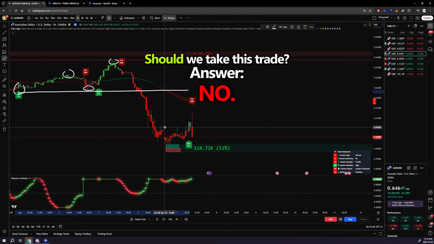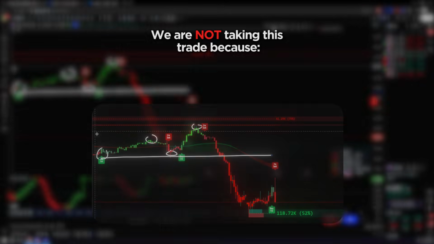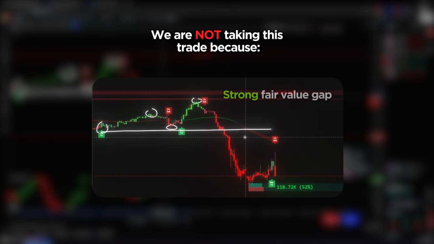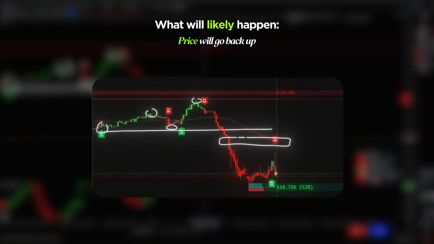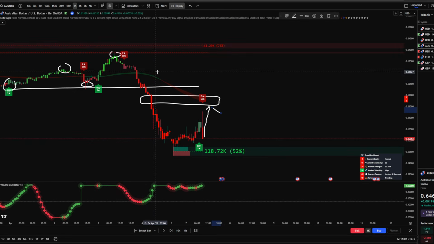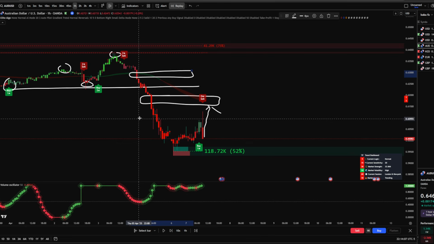The answer is no. Why do we not want to take this trade yet? It's very simple. We don't want to take the trade because we can see there is a very strong fair value gap right over here where the price has not been retested yet. So what's likely going to happen is the price is going to go back up into this area eventually. Maybe not right away, but eventually the price will go back into this area. And as we can see, there's also another fair value gap right there. So 2 fair value gaps indicating that the price may reverse into this area.